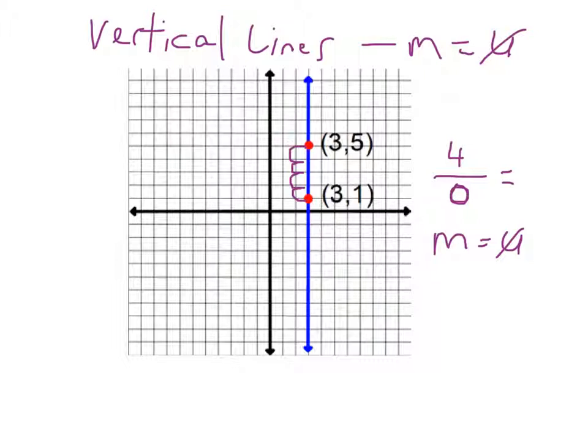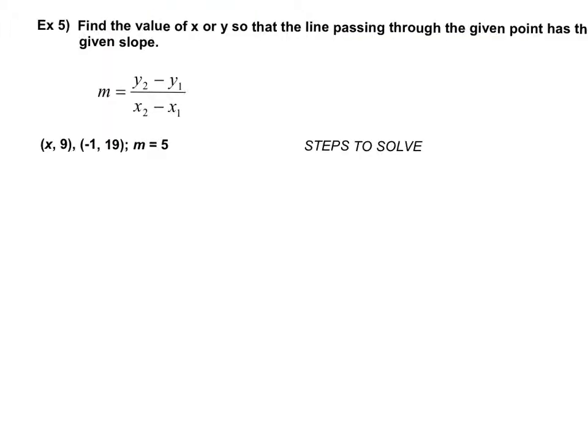Okay, let's go forward. For example 5, you need to be able to use the slope formula to be able to find a missing coordinate in 2 points. So, write this down. You have (x, 9), that's point 1, and then you have (-1, 19), that's point 2. And it tells you what the slope is. So if they give you the slope, then you can find the missing value of x. That's what you're looking for.